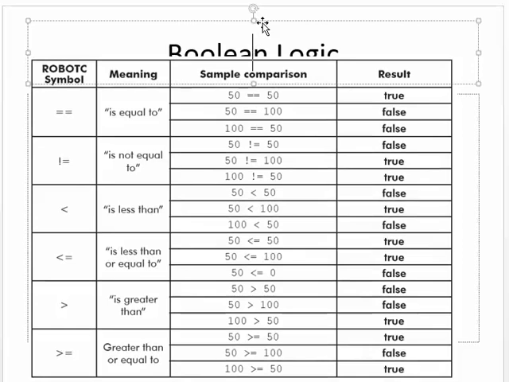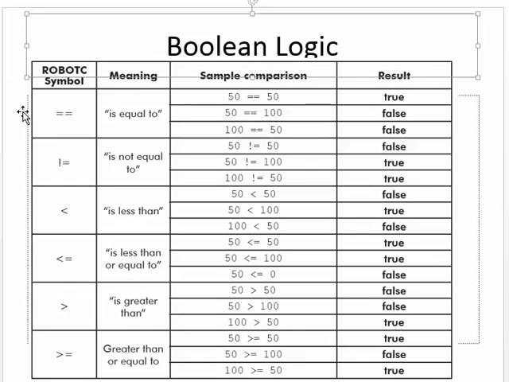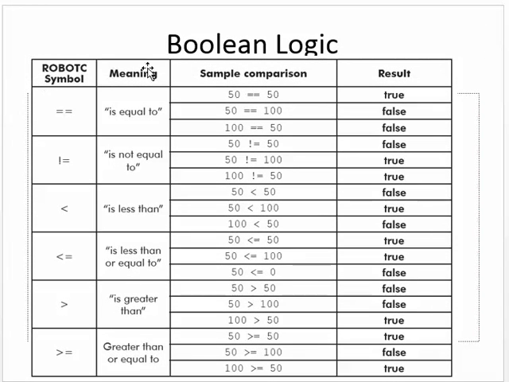On here then, Boolean logic. This is an important page here as well. Equal equal means is equal to. Examples of this would be 50 equals 50, true, or 50 equals 100, which would be false. 100 equals 50, that would be false. The exclamation mark means not equal to. I don't know that we're going to use that a whole lot, but you might come in time with that. 50 is not equal to 50? Well, that's a false statement. 50 is not equal to 100, that's true. And 100 is not equal to 50, that's also true.